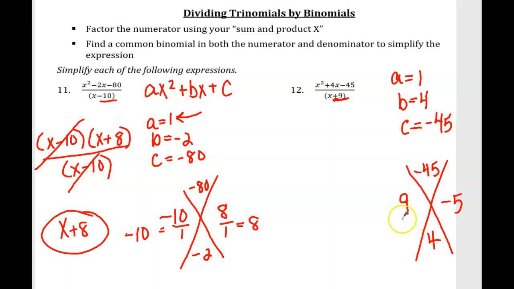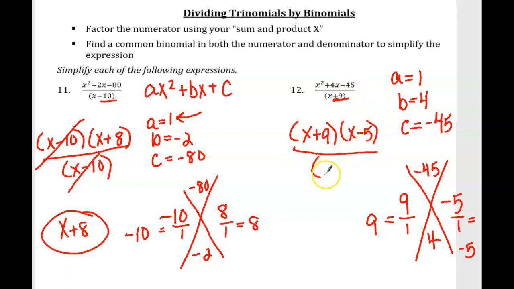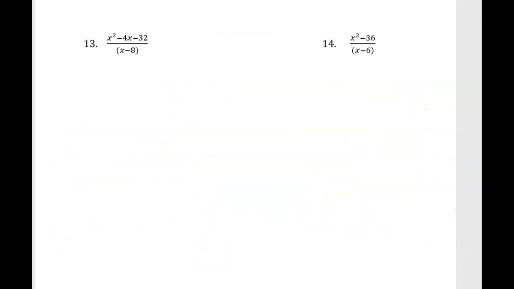All right, again, we always divide by the leading coefficient. And that's negative 5. So when we factor the numerator, we get x plus 9 times x minus 5. And then we divide by that x plus 9. They would cancel out, and we're left with x minus 5. All right, let's try a few more.